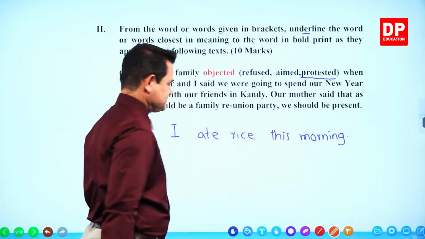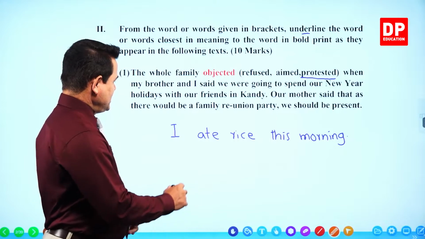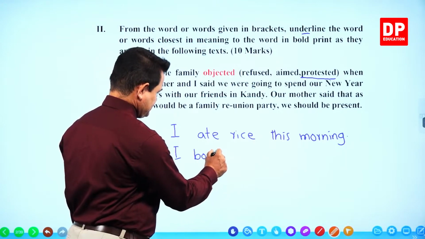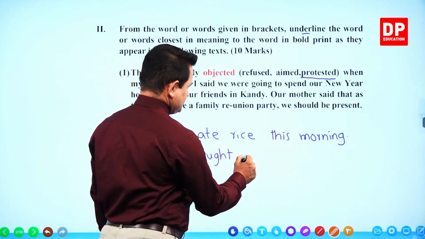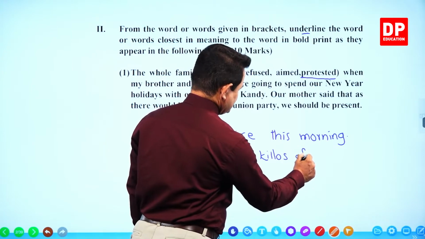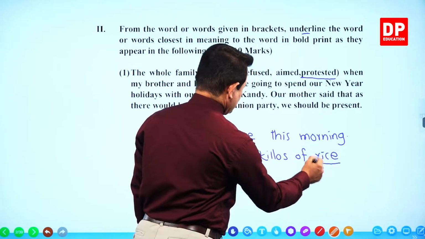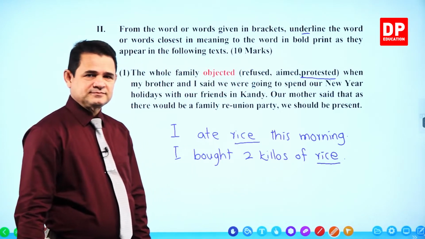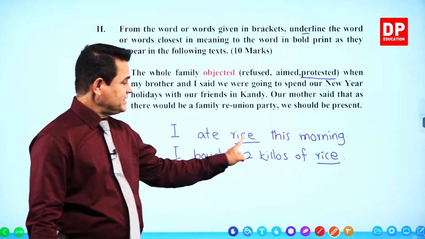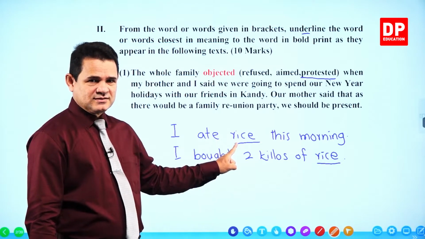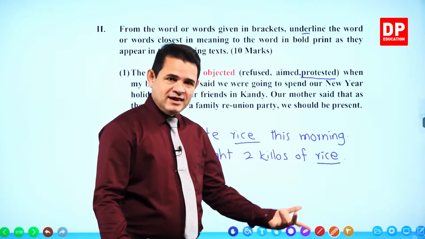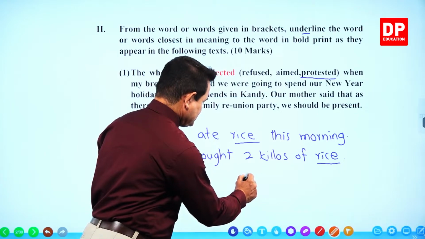So that is one sentence. And in this sentence, I bought 2 kilos of rice. Now just have a look at these two words. I ate rice, here the same spelling. I ate rice this morning. මෙතන rice කියන්නේ, but here I bought 2 kilos of rice, මෙතන rice කියන්නේ හාල්. ඒ වගේම if you see the word like this, R-I-S-E.